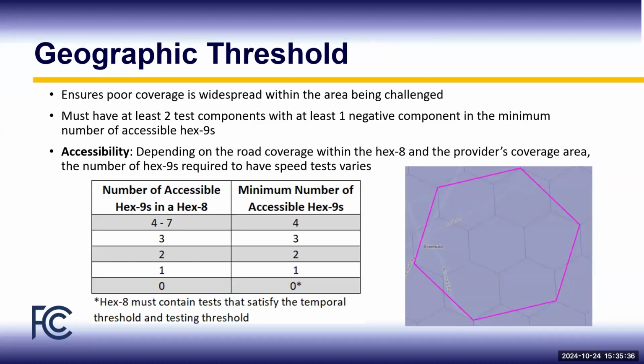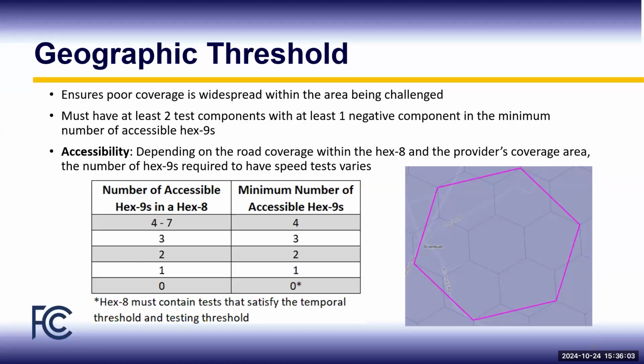The geographic threshold requires that speed tests be taken in a minimum number of hex 9s within the area being challenged. Each of those hex 9s needs to have test results for at least 2 of the same component types, download or upload, with at least one of those components not meeting or exceeding the minimum speed required for the service reported.